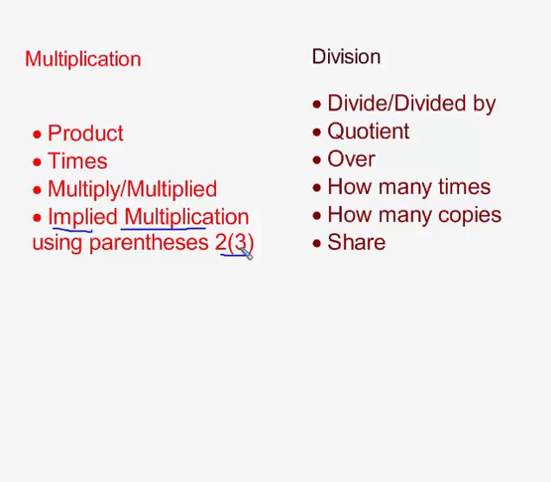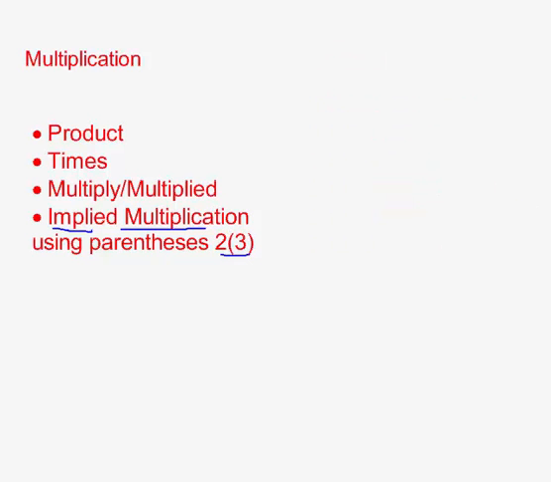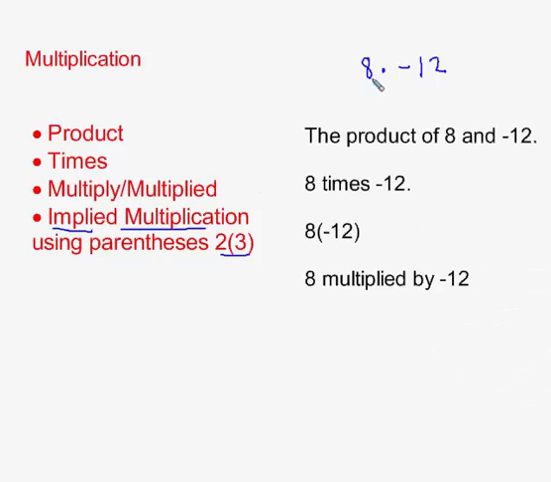You could say 2 times 3. 2 is being multiplied by 3. All of them would be equivalent. So for example, if you wanted to multiply 8 times negative 12, here are several ways that one could write that, and they would all be equivalent. 8 times negative 12 could be written as the product of 8 and negative 12.